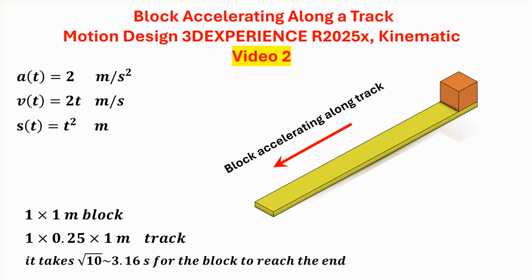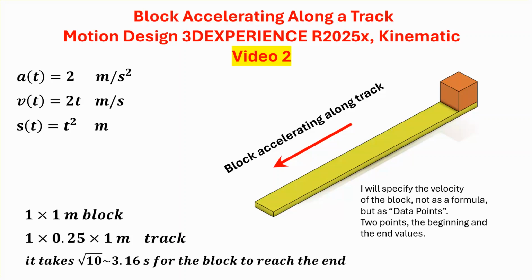Okay? Now, when it comes to specifying this, I'm going to specify the velocity as a function of time, but not as a function, but as a graph, a linear graph, which starts at 0, 0, and let's say after 4 seconds, it goes to 8 meters per second. Okay, so basically, we're going to provide 2 points on the curve, which gives you that expression 2t. All right.